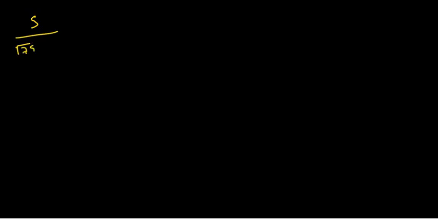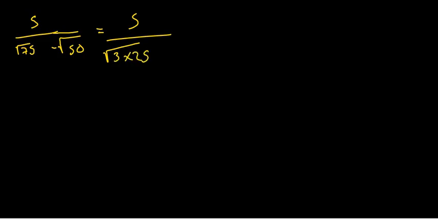We have root of 75 minus root of 50. Okay, so this we can just simplify it first, where we are going to have this 75, we can divide it as 3 times 25, and minus there it will be just 2 times 25.